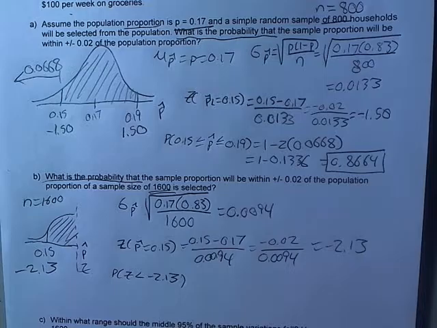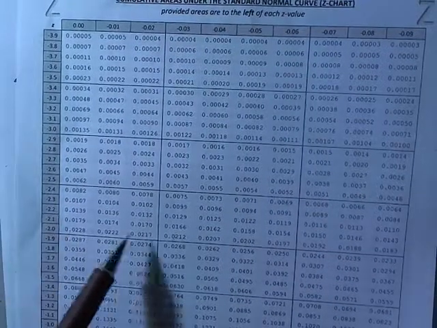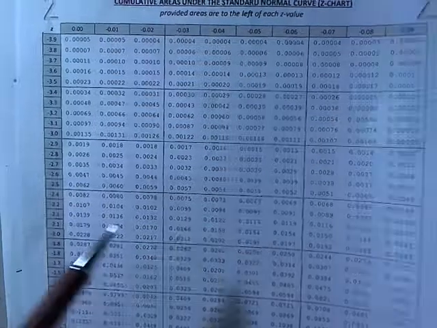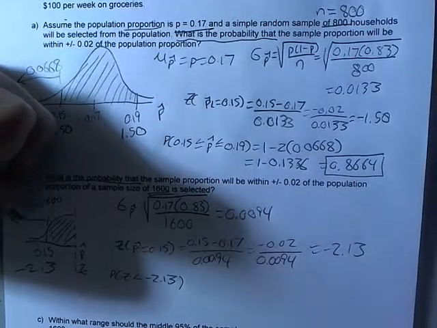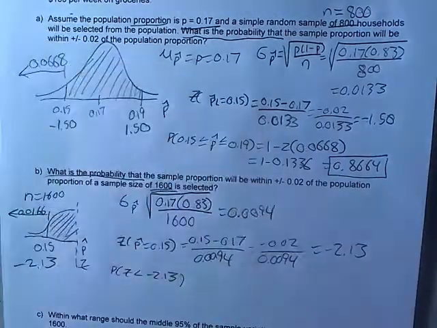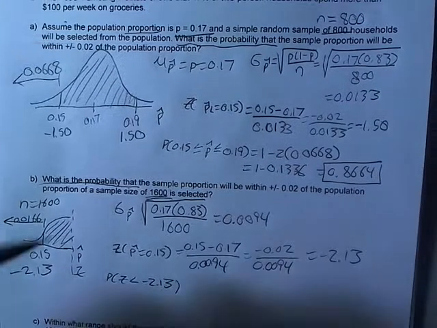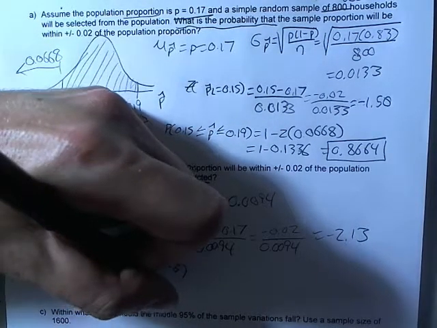Head right to our z table. Negative side, negative 2.13, has an area of 0.0166 to its left. So we almost have this problem done. We'll go ahead and write this out.